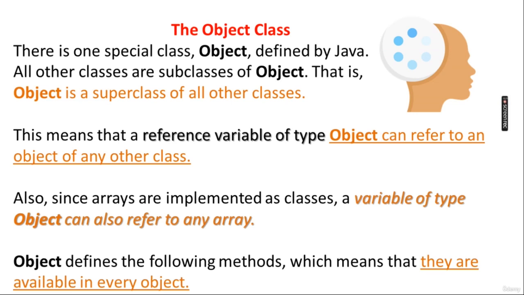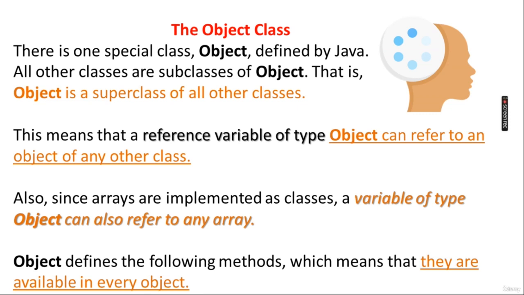Object class. There is one special class, Object, defined by Java. All other classes are subclasses of Object. That is, Object is a superclass of all other classes. A reference variable of type Object can refer to an object of any other class because it is the parent class of all other classes. The very important line you have to remember is that the parent class of all other classes is the Object class.